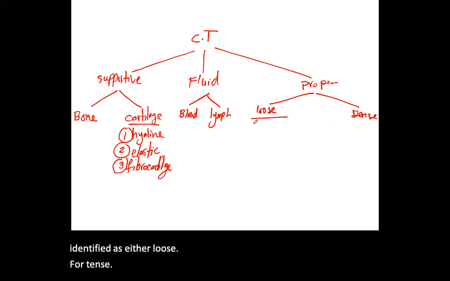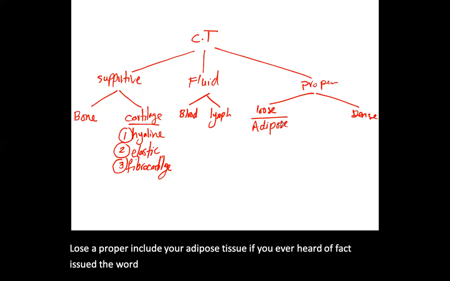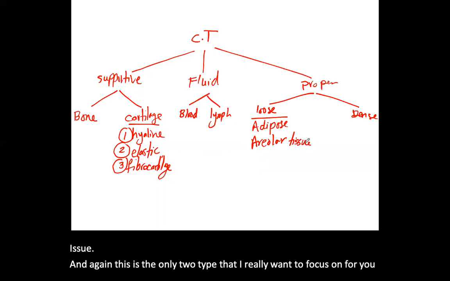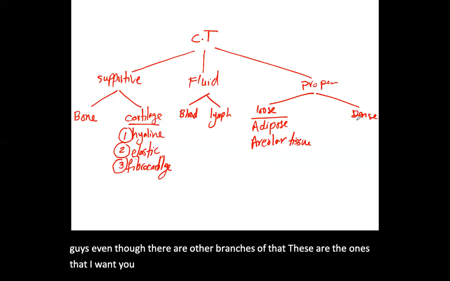Loose proper includes your adipose tissue. If you've ever heard of fat tissue, the word adipose may have presented itself. We have your areolar tissue. And again, these are the only two types that I really want to focus on for you. Even though there are other branches of that, these are the ones that I want you to focus on.